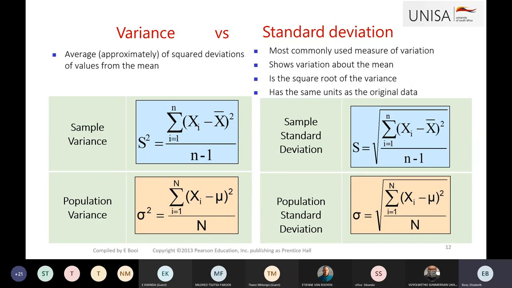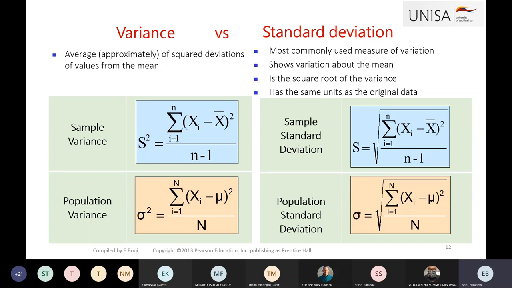The variance, like I said, we don't interpret it, but your variance is the average of the squared deviations of values from the mean. It tells you only the average, which is your mean, of your squared deviations from the mean. And we'll look at how we calculate the variance. We can calculate the variance for the sample, and we can calculate the variance for the population.